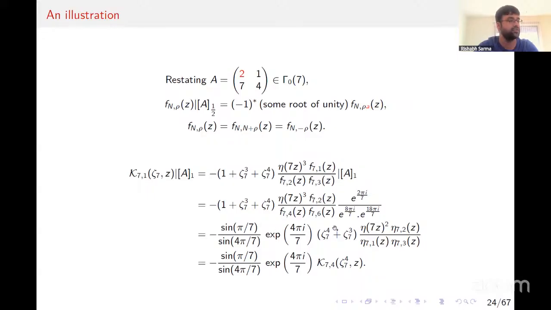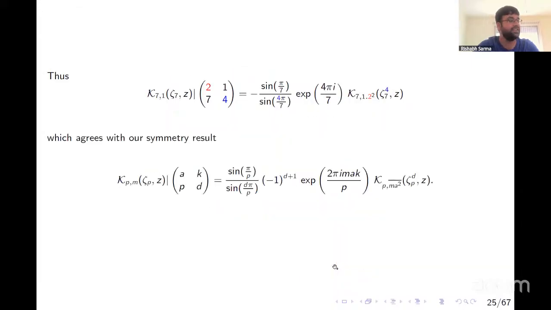And doing some calculations over here, what we see is we started from K_7,1(zeta_7), and it resulted in K_7,4(zeta_7^4). You can see that the zeta changed to zeta to the power 4, which is the last element of the matrix A. And the 1 here, M equals 1, changed to M A squared. M is 1 and A is 2, so 2 squared is 4. So that precisely matches with our symmetry result.